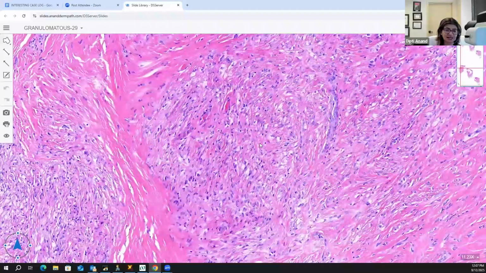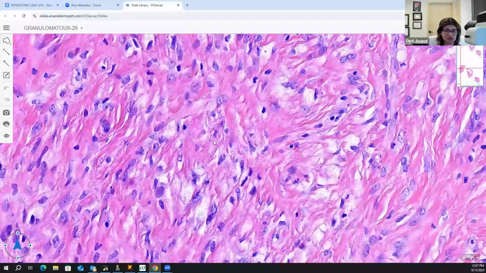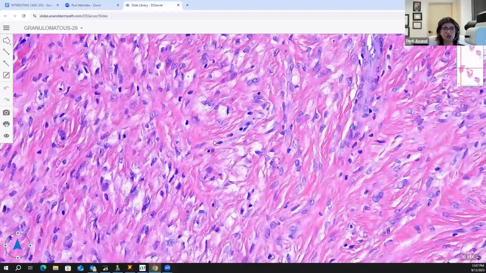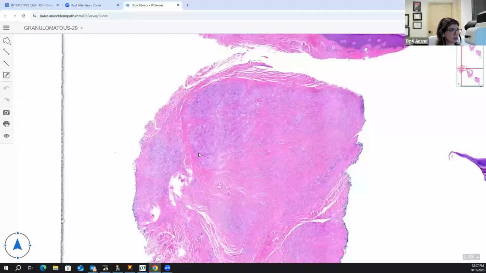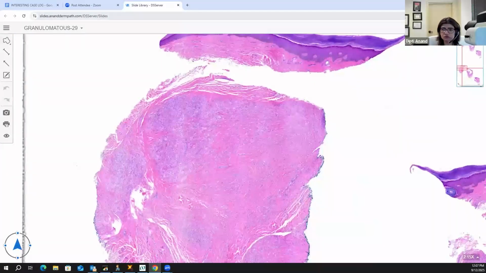That's why you have to look inside the cells, like what are they made up of? And you can see the nice foaminess of the cytoplasm. So this is a tuberous or a tendinous xanthoma. Good.